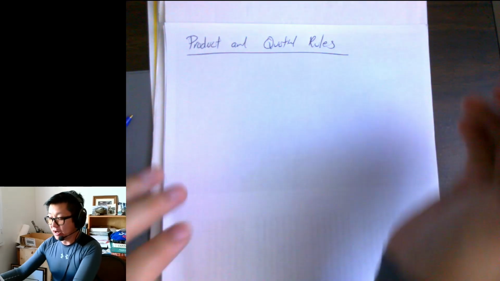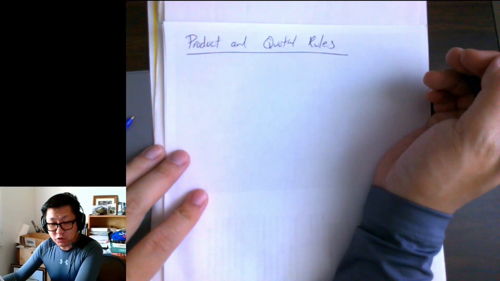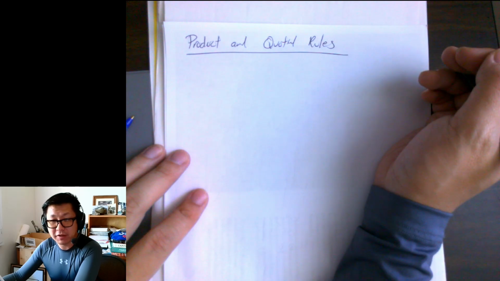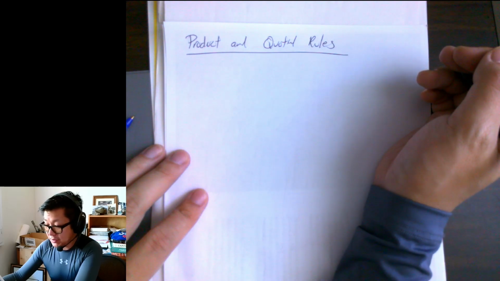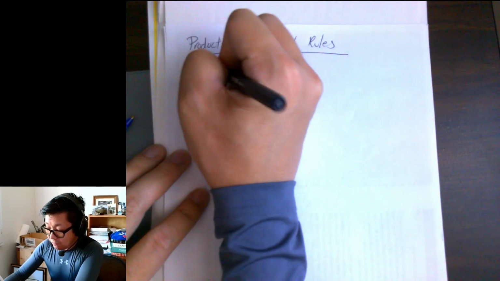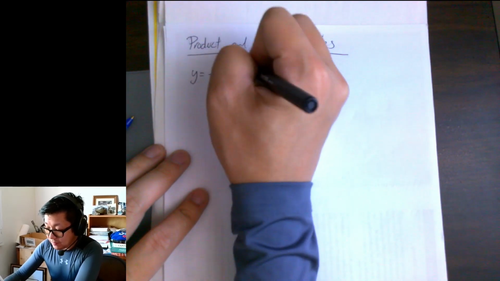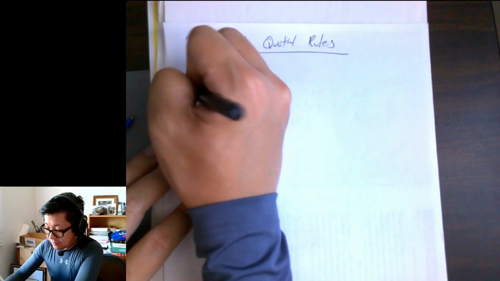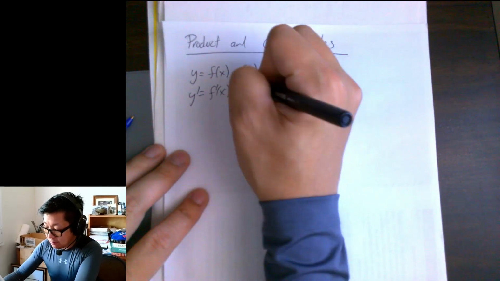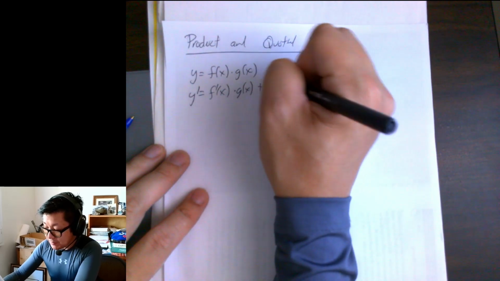This video is on product and quotient rules. These are two early rules that you learn in order to calculate the derivatives of functions that are a little bit more complex than your most basic ones. The idea behind product rule is if you have one function times another function, the derivative will be the derivative of the first times the second plus the first times the derivative of the second.